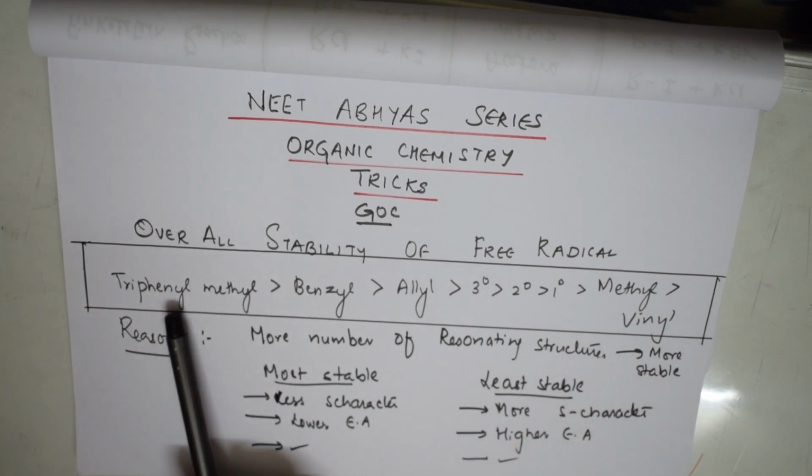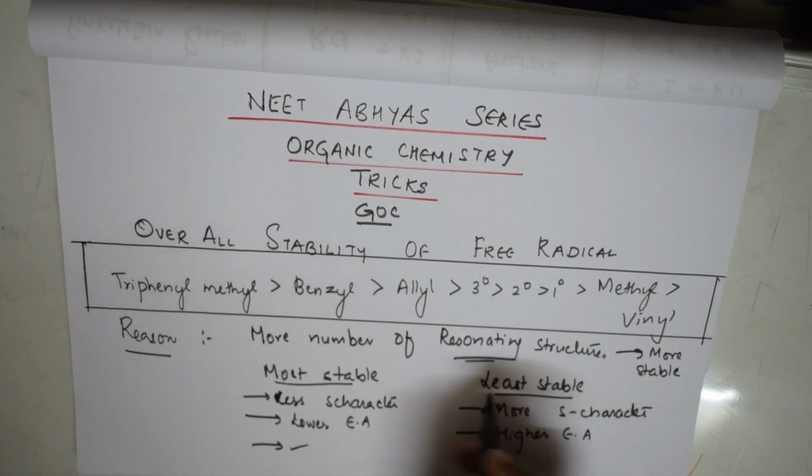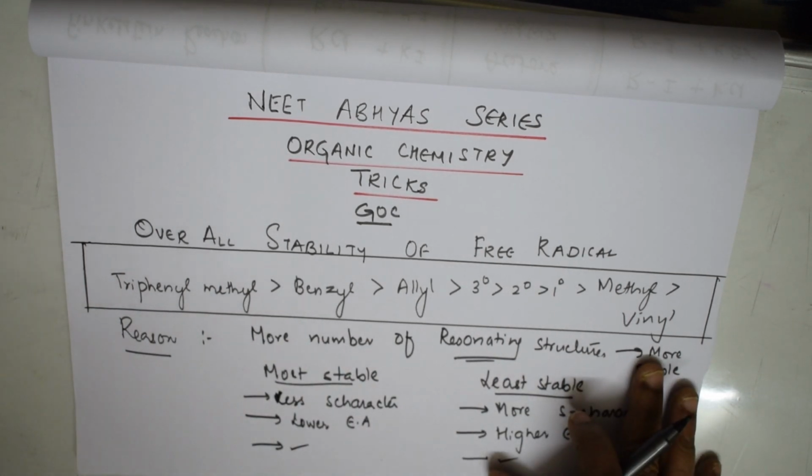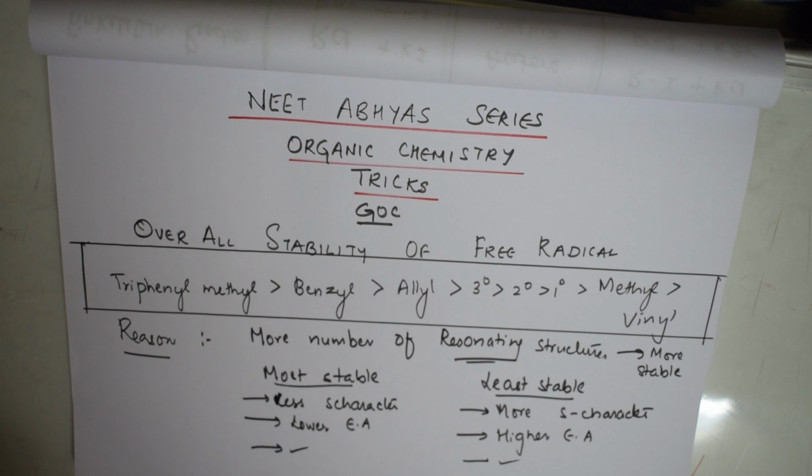That is the reason triphenylmethyl free radical has more resonating structures. That is one reason it's stable. This doesn't have that compared to it, that's why it is less stable. This is fine, students. This is how you need to remember. So this is a series. This is the topic, or the concept, of the free radical.